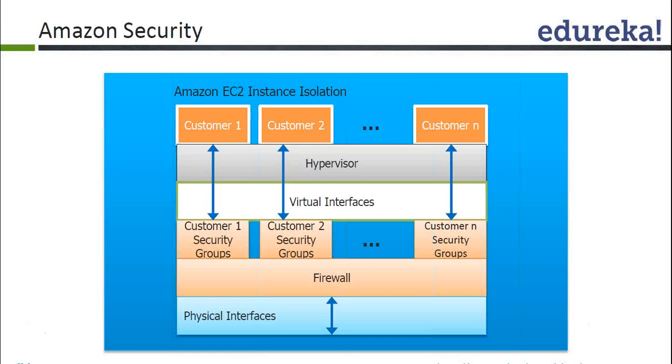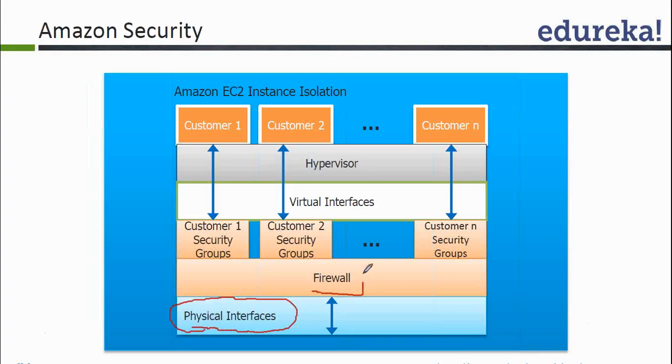Security. Security is a very important aspect, and how Amazon manages the security. Now in the security part, how would Amazon architect it? Amazon would have physical interfaces. This is your infrastructure: Amazon data centers, regions, zones, all that part.